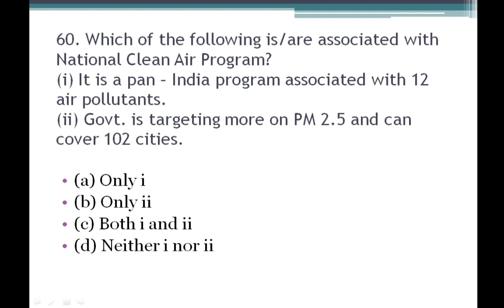Question number 60. Which of the following is or are associated with National Clean Air Program? Number 1. It is a pan-India program associated with 12 air pollutants. Number 2. Government is targeting more on PM 2.5 and can cover 102 cities. The correct answer is option B, that is only 2.